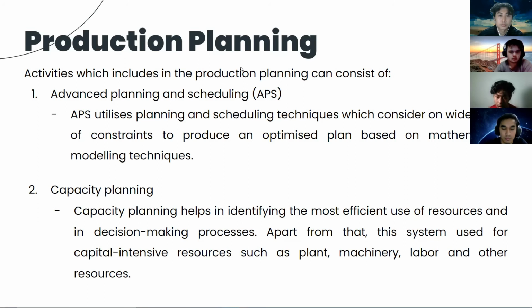So essentially, many organizations apply strategic capacity planning because it assists the company in achieving its future requirements. This strategic capacity planning is used for capital intensive resources such as plant, machinery, manpower, and other resources, and it can confirm that the operational expenses are kept at a minimum without compromising quality.